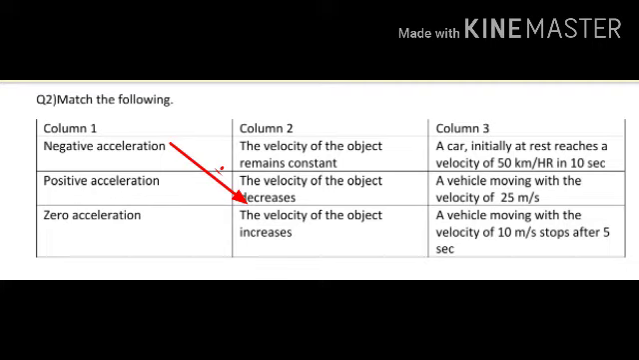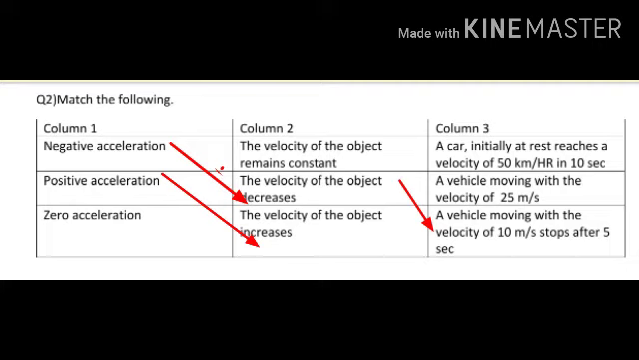So from column 2 the answer is second one, and from column 3 the answer is a vehicle moving with the velocity of 10 meter per second and then after 5 seconds it stops. So the third one from column 3. Next is positive acceleration. Positive acceleration is when the velocity of object increases. So from column 2 the answer is third one, and from column 3 the answer is first one.